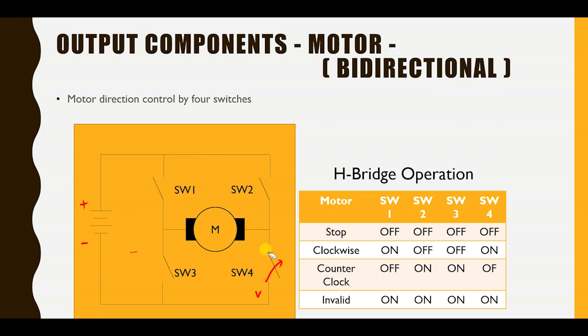Okay, let me erase that. And the second is switch 2 and switch 3 closed, meaning the current will flow through here and out through switch 3. So the motor itself will experience a different polarity. So in this one, the positive is here, negative is here, and previously the positive was here and negative was here.